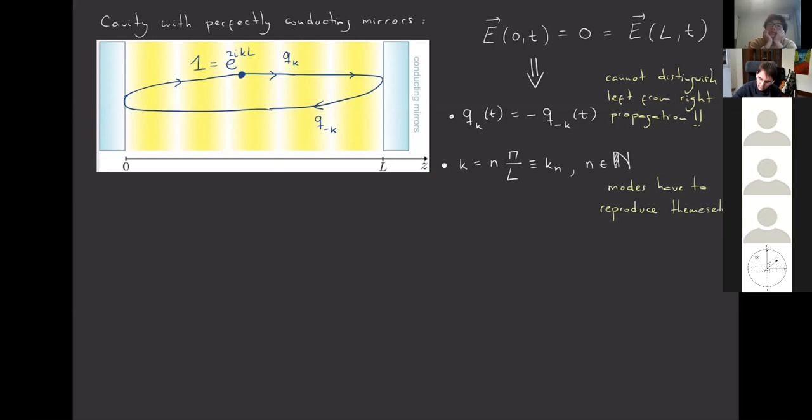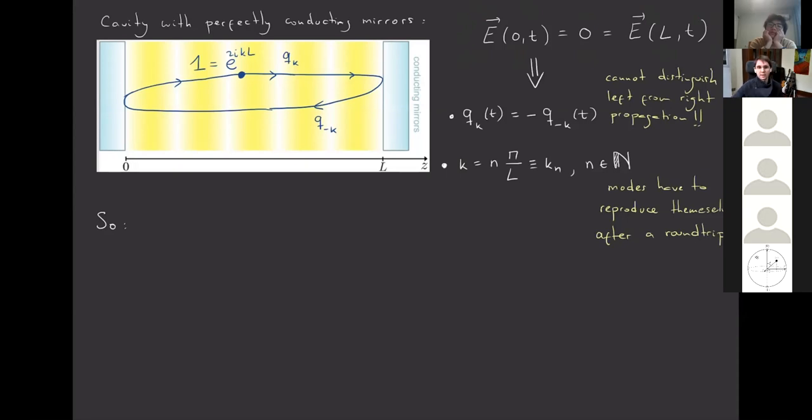Have to reproduce themselves after a cavity round trip. Okay. So as you see, these two mathematical conditions also come from a very, very physical point of view. But if you don't believe your physical intuition, which is good to have, it's also good to always test it mathematically, okay? So never trust 100% your physical intuition, always go to the math. Then you can also prove it just from this mathematical condition here, okay?